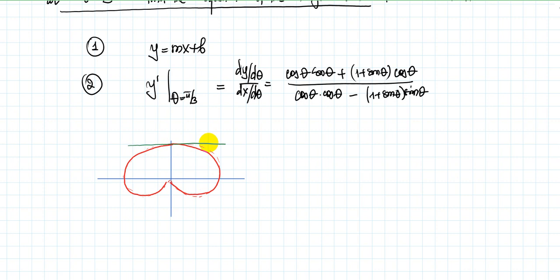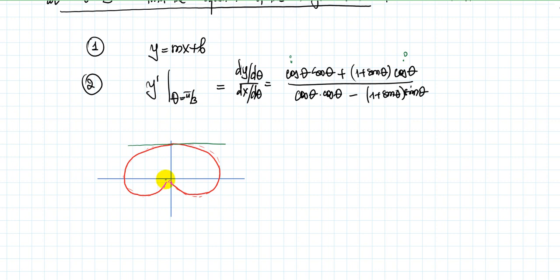So let's check this. If I substitute the pi over 2 into this equation, what is the cosine of theta at pi over 2? It is 0, right? And the cosine of theta at pi over 2, this one is 0, right? 0 plus 0 divided by a nonzero number. The denominator is not 0, so you're going to have 0, okay? So this y prime is going to tell us the slope of the tangent lines at the point theta, okay? If I would like to draw a tangent line at pi over 3, right? It's going to be here, right?